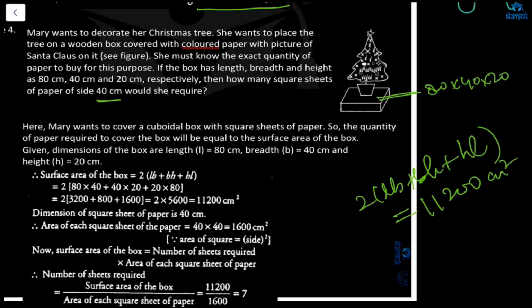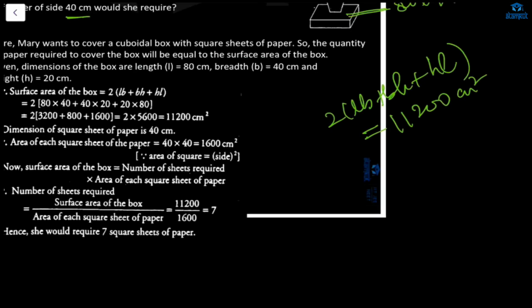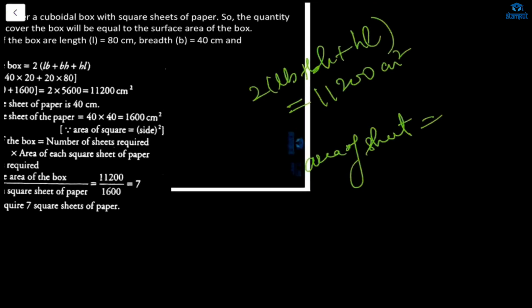If this is the dimension, and the paper she is using for covering is a 40 centimeter square sheet, how many of these sheets will be required to cover this whole box? Now we need to find the number of sheets. So the area of the sheet is what? 40 into 40. So it will be 1600 centimeter square.